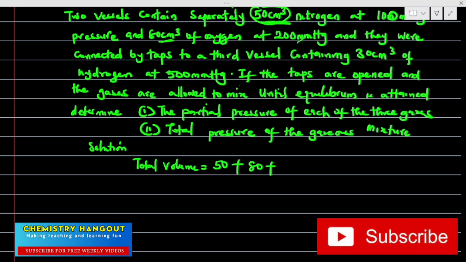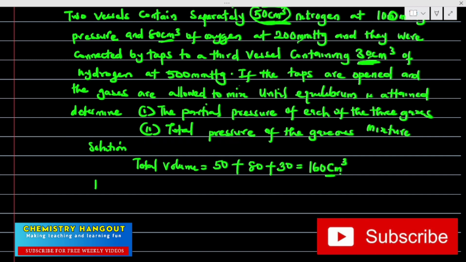So we have this, you can see 30 cm³. If we add everything together, 50 plus 80 is 130, plus 30 is 160 cm³. That's the total volume in that vessel, because they have added everything together. In that third vessel, they have added the third vessel to the first and the second, so the total volume there is now 160 cm³.